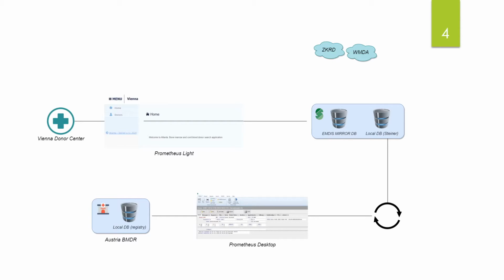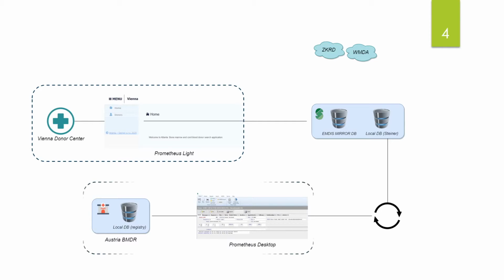The Vienna Donor Center is represented by the Prometheus Light page in the diagram, and the Austrian Bone Marrow Registry is represented by the Prometheus desktop window. So, the whole process is started by the donor center's worker who creates a new donor record or edits an existing record inside Prometheus Light.